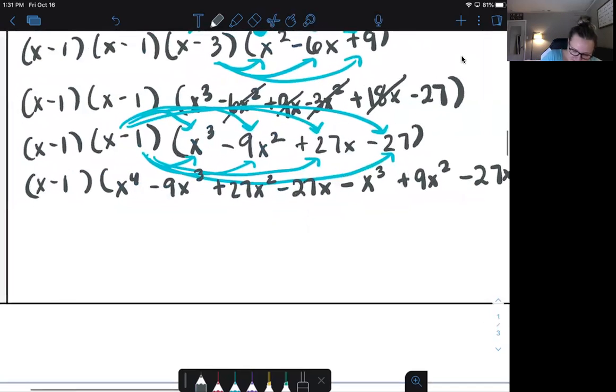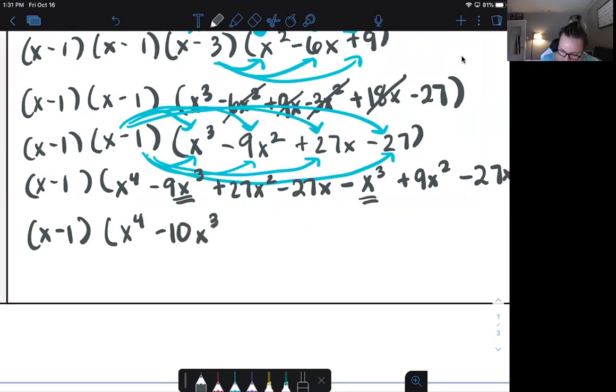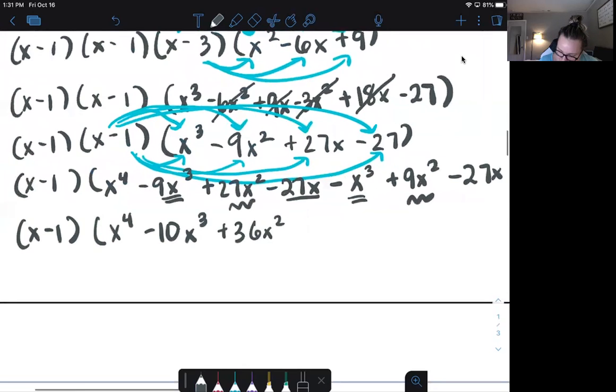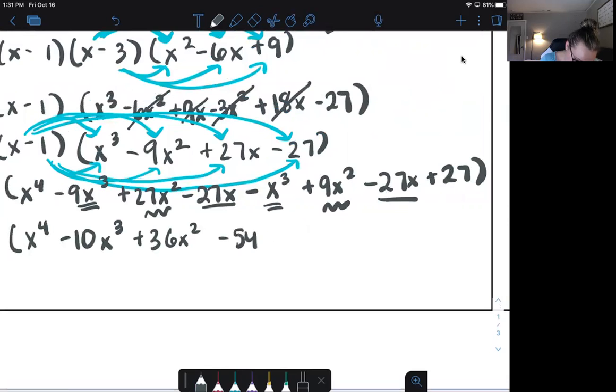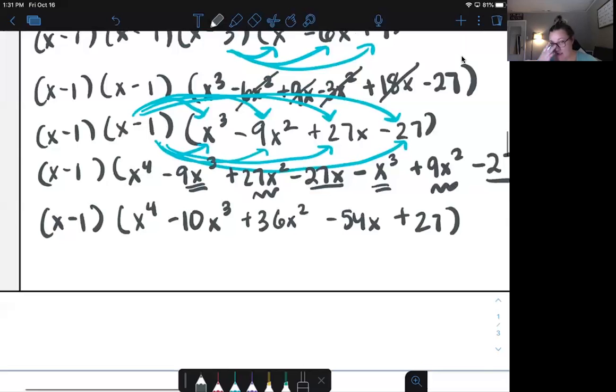All right, let's combine those like terms real quick. So we get x to the 4th, and then we have a couple x cubes here. So negative 9x cubed minus x cubed is negative 10x cubed. Let's see, 27x squared and 9x squared would get us 36x squared. Negative 27x and negative 27x would be negative 54x. And then we still have positive 27. Now we have to do distribution 2 more times. We're almost done. All right, so we're going to distribute this x to each term.